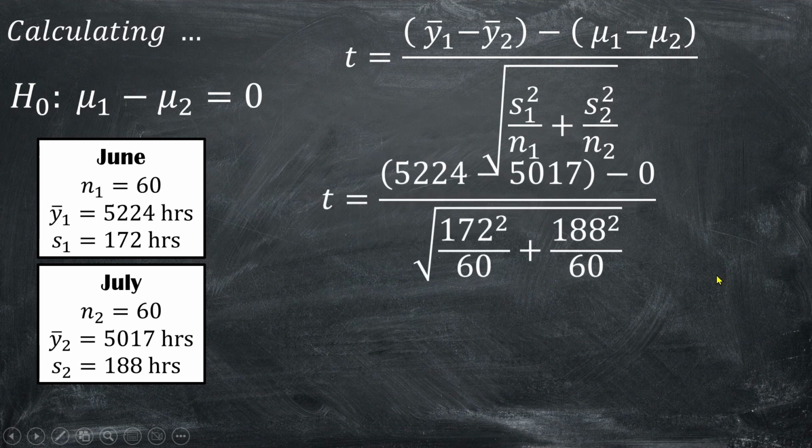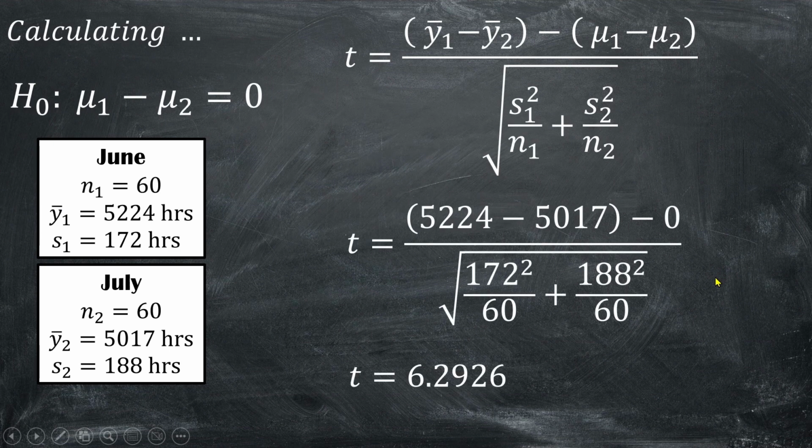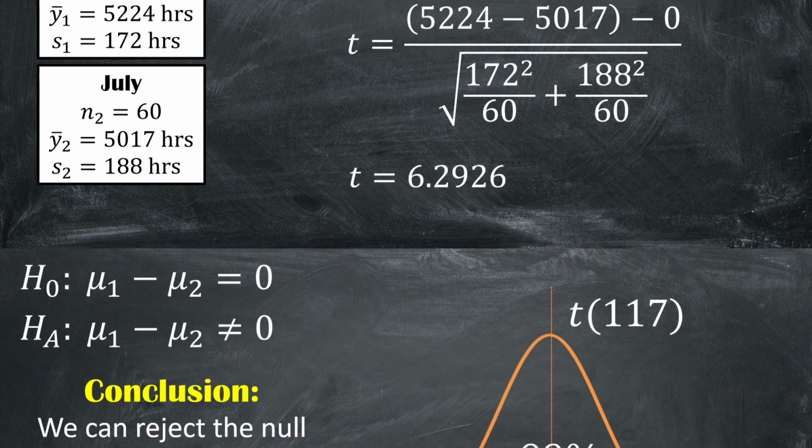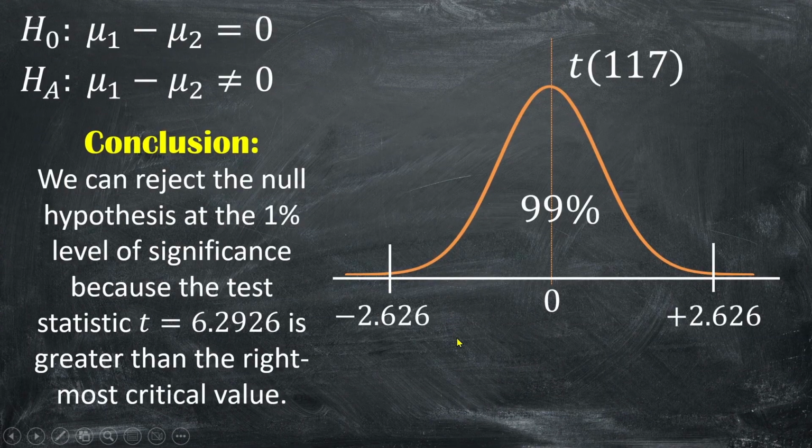Having gone through all that, we now have our test statistic, and now we can draw our conclusion. So we go back to our decision rule. We can see that our test statistic is much bigger than the rightmost critical value. And so that gives us good reason now to reject the null hypothesis. We can reject the null hypothesis at the 1% level of significance because our test statistic is bigger than the rightmost critical value for our test.